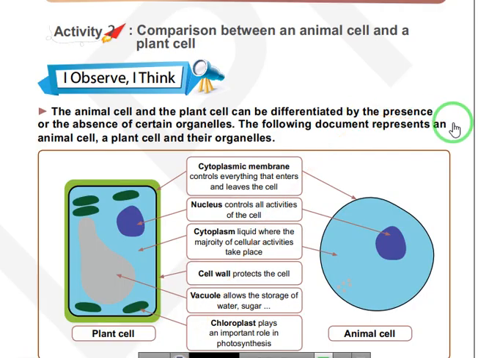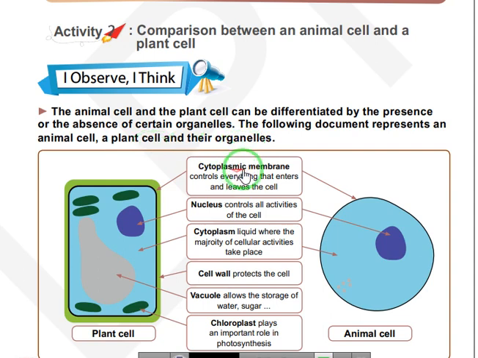Let's now move to activity 2 to compare between an animal cell and a plant cell. The animal cell and the plant cell can be differentiated by the presence or absence of certain organelles. They don't have the same organelles at all, of course. So the following document represents an animal cell, a plant cell, and their organelles.